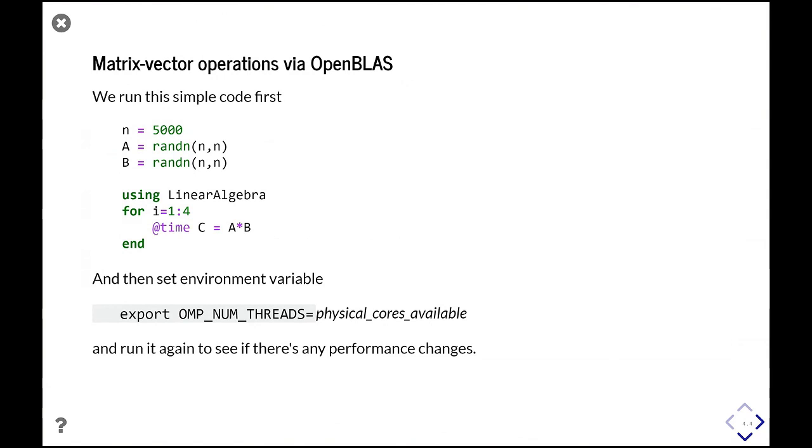So I'm going to skip the demo here, but I just want to point out that you can change the performance by setting the number of OMP threads. So the underlying OpenBLAS library will use the number of threads accordingly to speed up the operations.